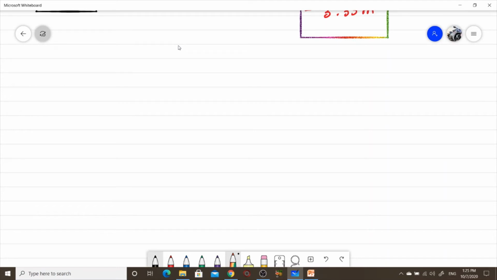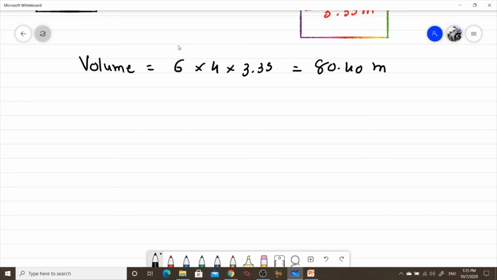Now let's check the volume. Volume is 6 by 4 by 3.35, so volume is 80.40 meter cube. Okay. So this is the volume of water stored in the tank.